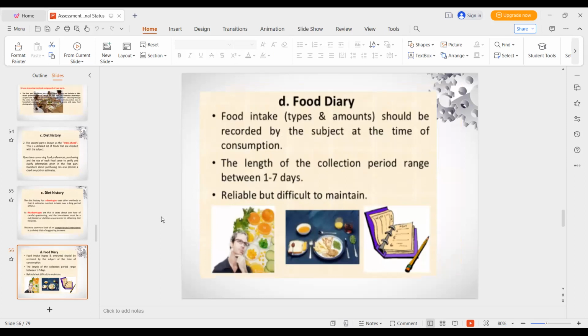Next is food diary. Food intake types and amounts should be recorded by the subject at the time of consumption. The length of the collection period ranges between 1 and 7 days. It is reliable but difficult to maintain.